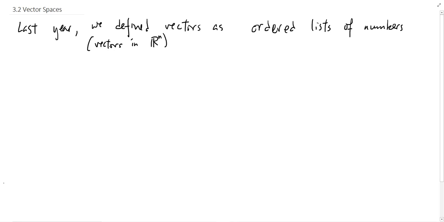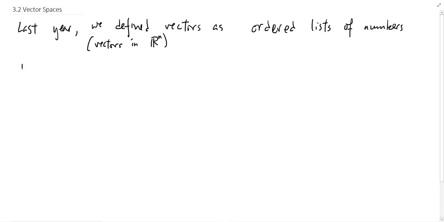So what we're going to try to do this year is to expand this concept of vectors to other objects that you might not think are vectors. The problem is that when we think of vectors, mostly we think about vectors in Rn, but there are other things that we can define the same way as vectors, and therefore use what we know about vectors to do math with them.